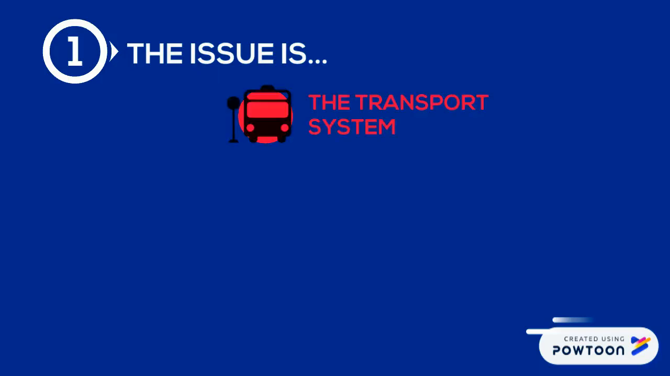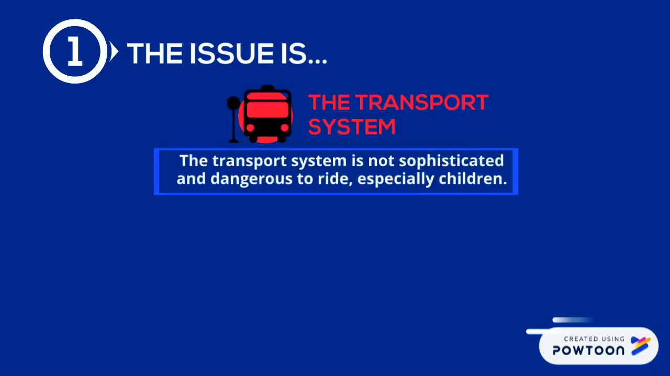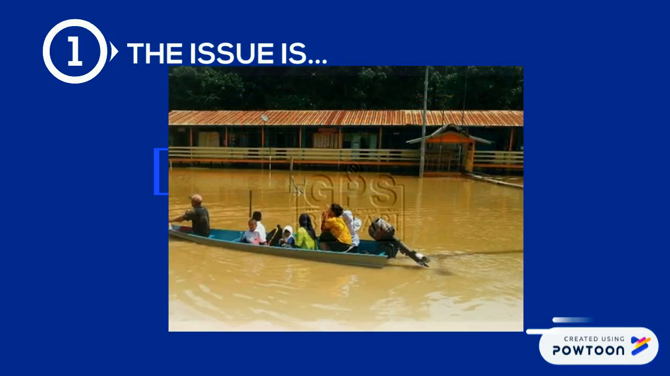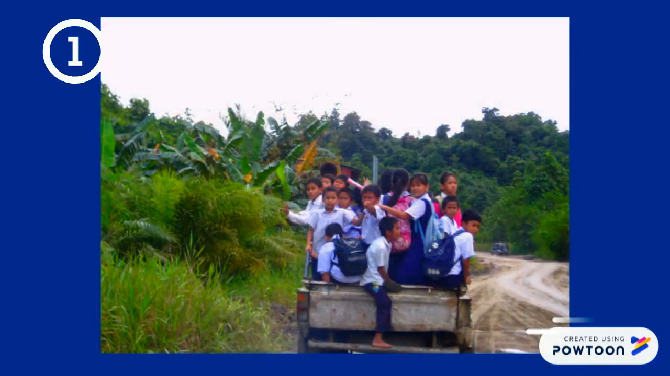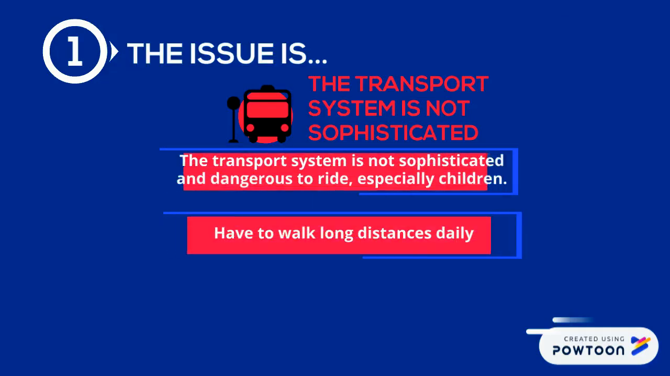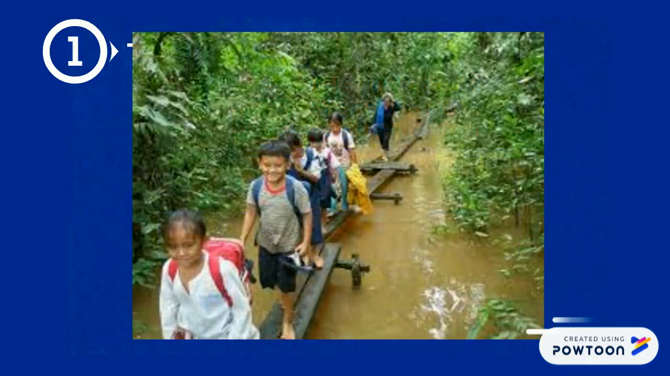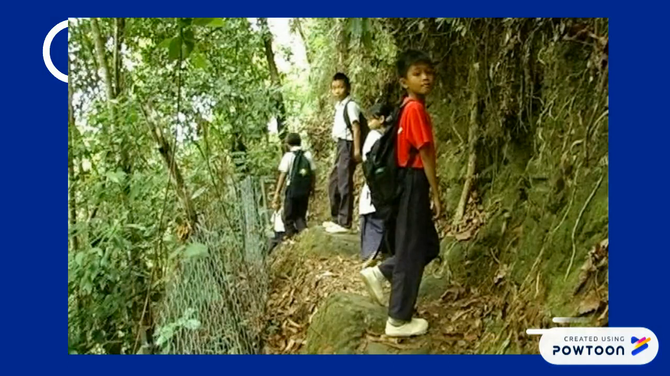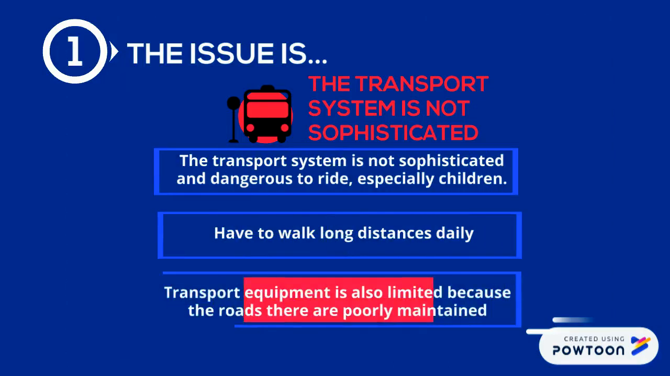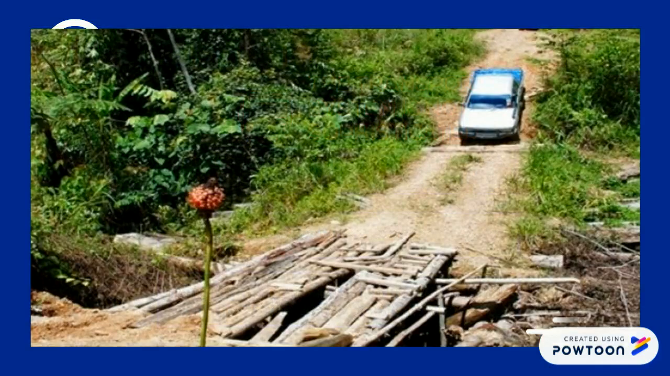The transport system. In some rural areas, especially in Sarawak and Sabah, the transport system is not sophisticated and is dangerous to ride, especially for children. Most students and teachers have to walk long distances daily to get to school. Existing transport equipment is also limited because the roads there are poorly maintained.